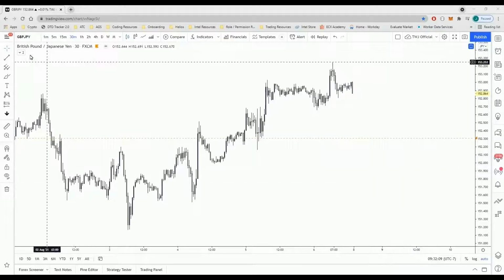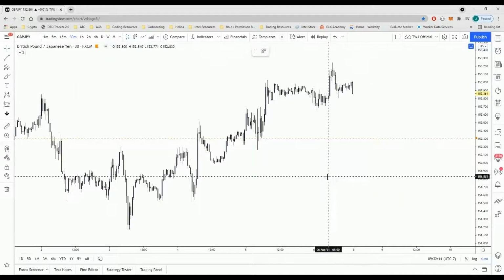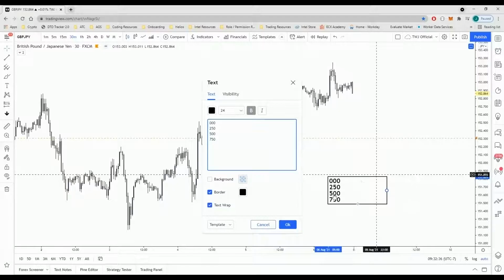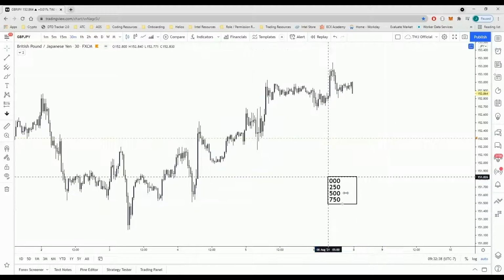Now, what are psychological levels? Psychological levels are pretty much anything ending in a 000 or a 500. On top of that, we can also talk about the quarter points. Quarter points are the levels in between the psychological levels. So for example, that'll be 250 and then 750. So these are considered your psychological levels.